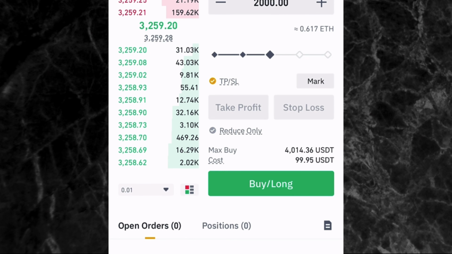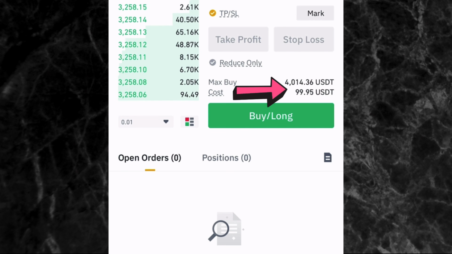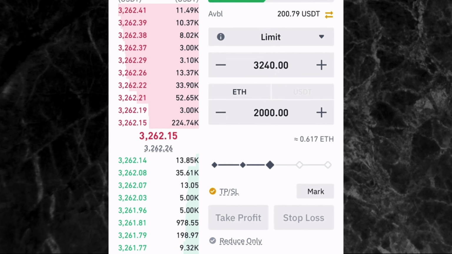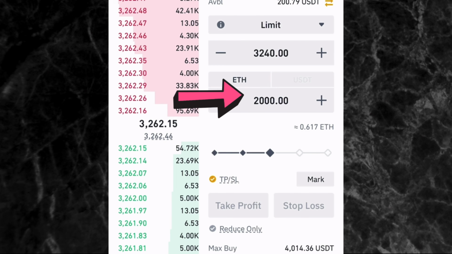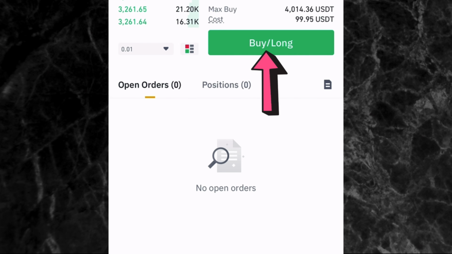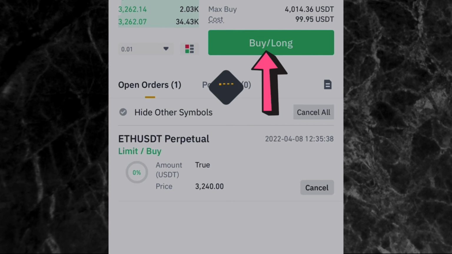And then if you scroll down, you're going to see your cost. So the cost is the amount of money you need to enter that trade. So you can see I need just $99.9, which is approximately $100. So basically, I'm entering this trade with $100. You can see we already set the price we're entering the trade. We're entering at $3,240, and then we are entering the trade with $2,000. So we just come here and click on buy or long, which means you're predicting that it will go up.